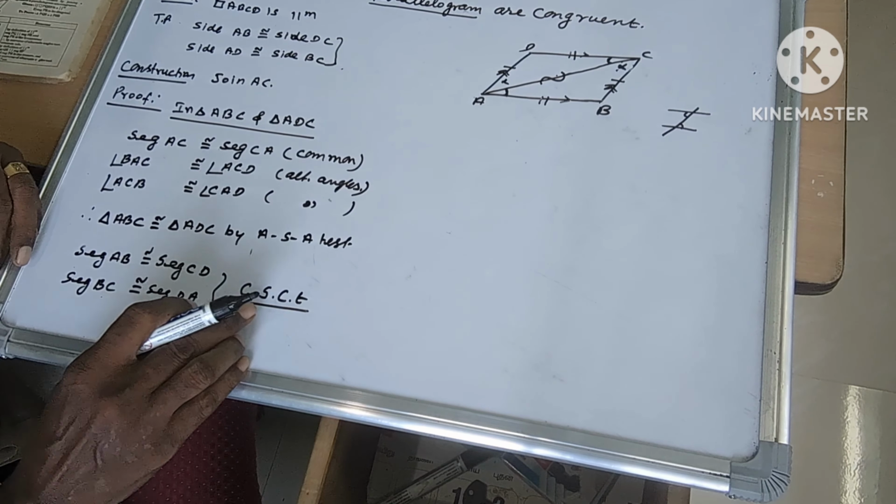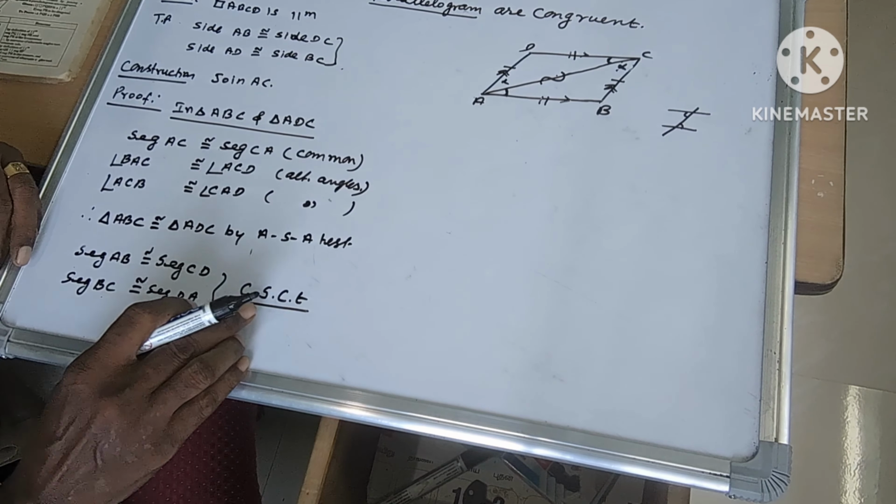For this we assume this is a parallelogram. Side AB is congruent to CD, and AD is congruent to BC. Join AC. This is only one construction, very simple. Because of this construction we get two triangles in this parallelogram.